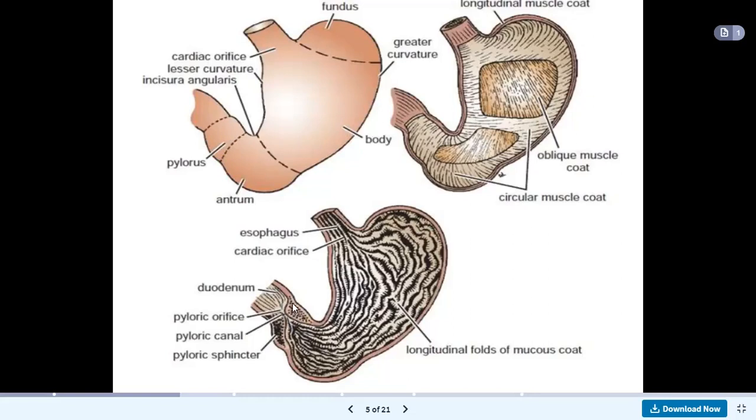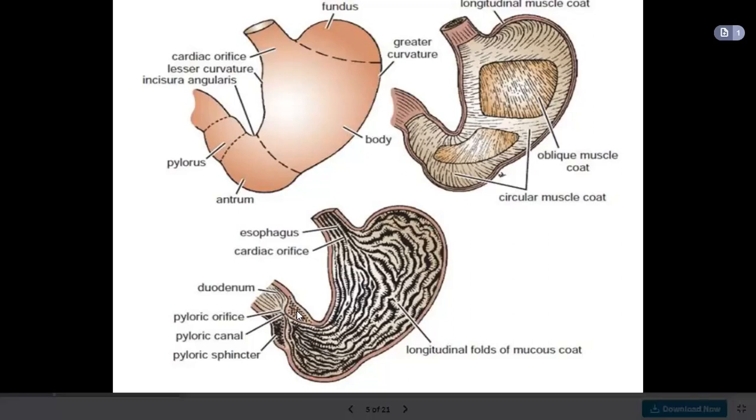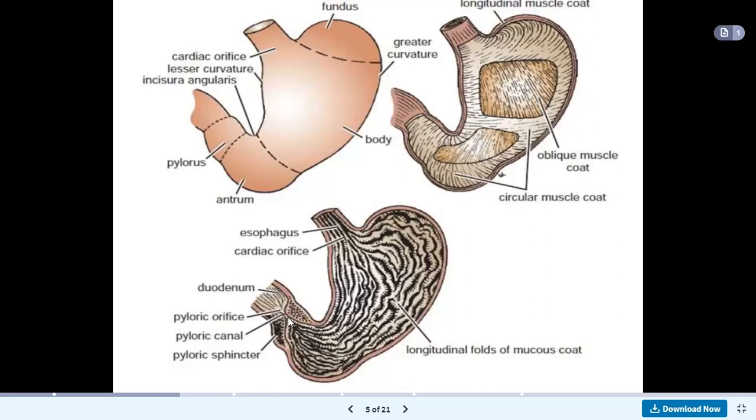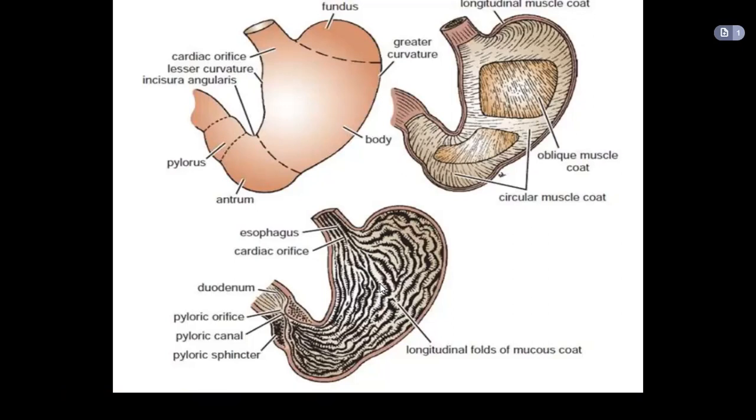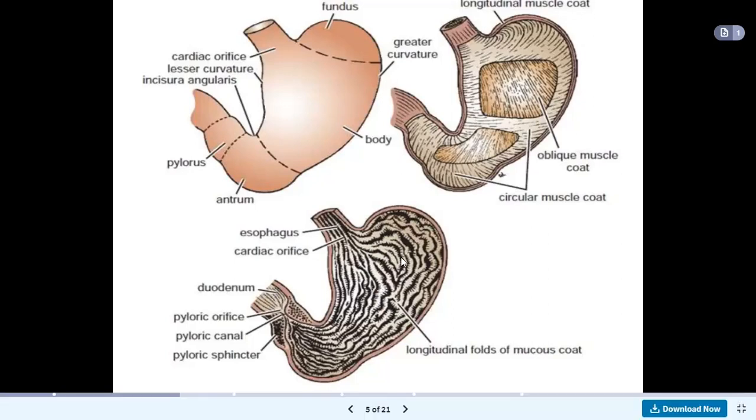So what will happen when these muscles contract and relax, they alter the size of this canal and the amount of food, and they allow food to pass through into the duodenum. Now, inside of the stomach, you see some longitudinal folds of mucous coat, which we'll call rugae. You'll see it in the next slide. So these folds are called rugae.